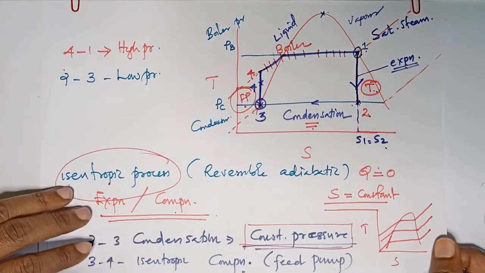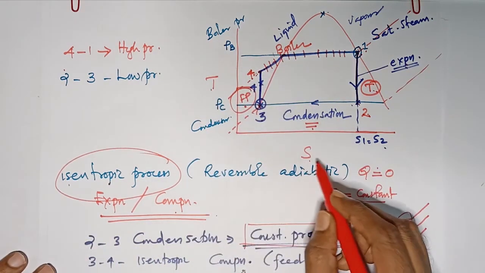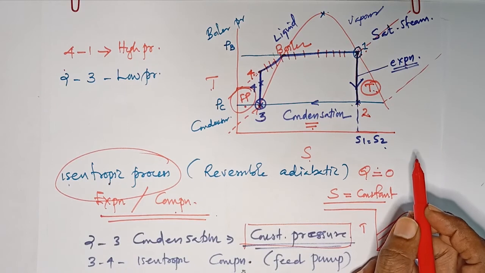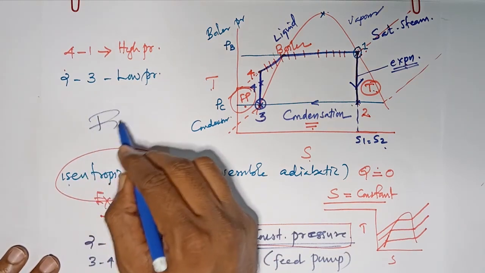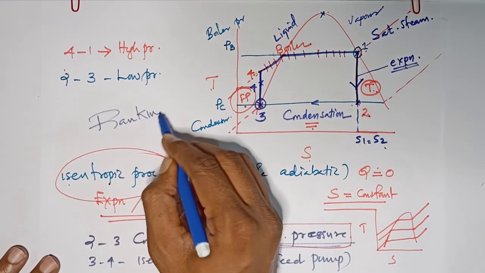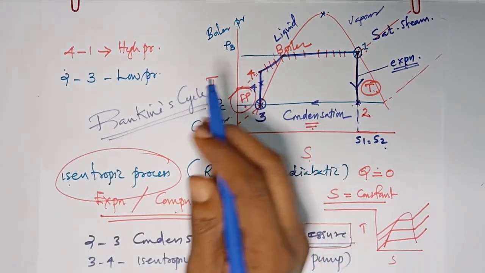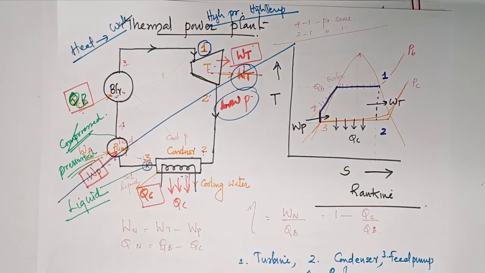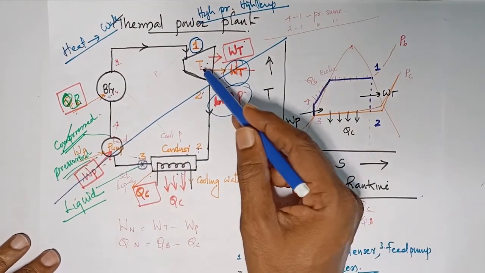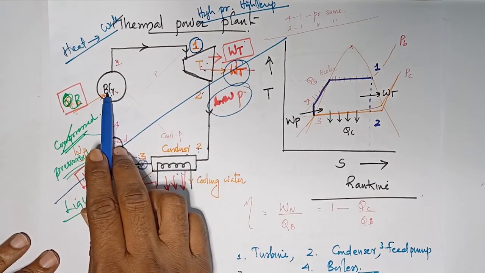So this is the TS diagram. TS diagram means temperature-entropy diagram. This is very important. This figure shows the cycle named after the scientist, that is the Rankine cycle. From where did we get this? We got this from the thermal power plant. So how many parts are there in a thermal power plant? There is a turbine, a condenser, a feed pump and a boiler.